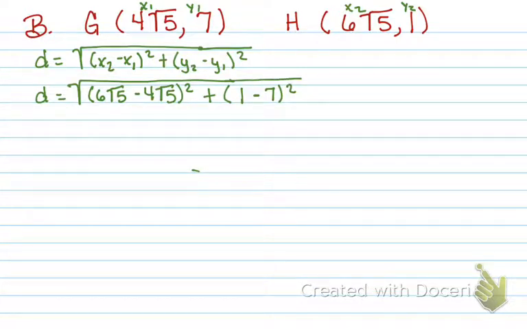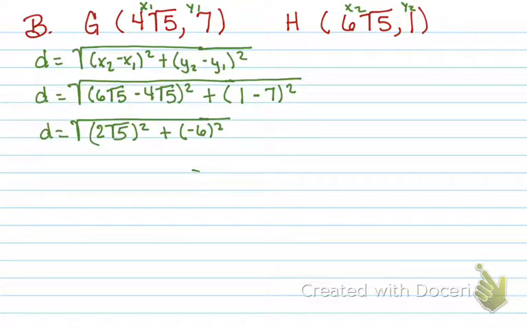Now I'm going to simplify this down. What 6 square roots of 5 minus 4 square roots of 5 means is, if I have 6 square roots of 5 and I take away 4, I actually only have 2 square roots of 5, squared, plus a negative 6 squared.